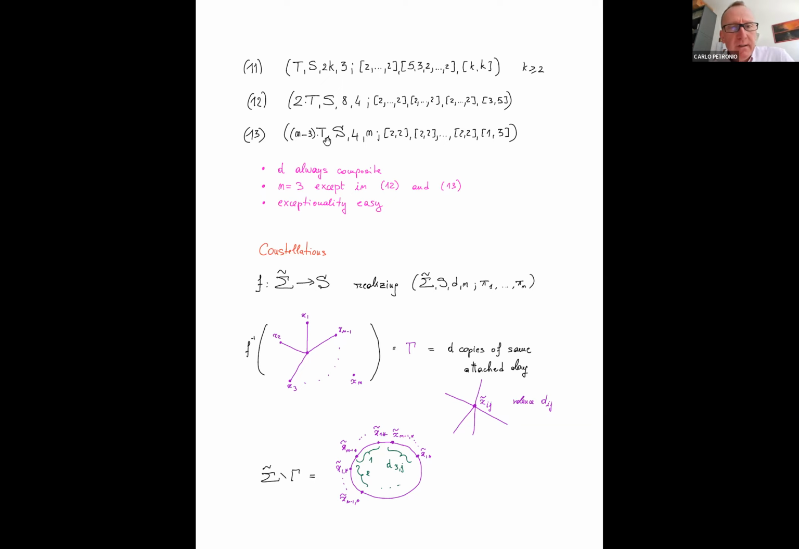And you should note two things. First, D is always composite, so this is not a contradiction to the prime degree conjecture in all exceptions. And except in the final two cases, the number of exceptional branching points is 3. So basically it's only in that case, except for these last two examples.